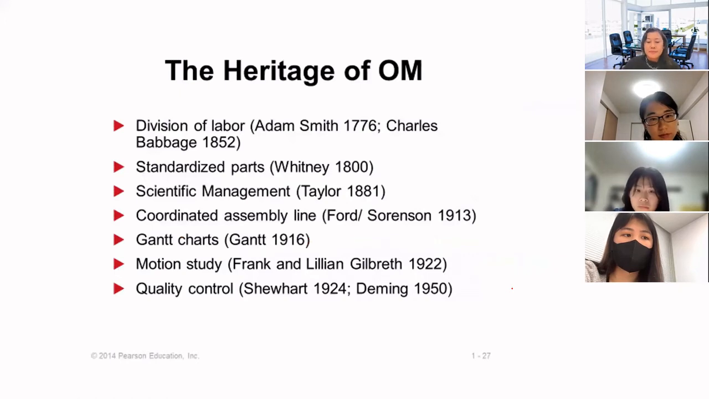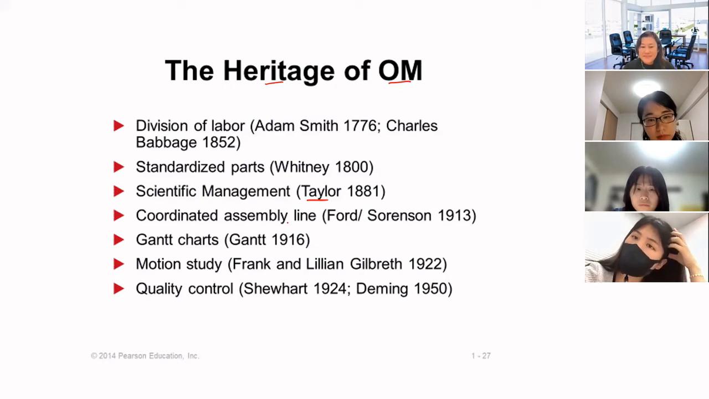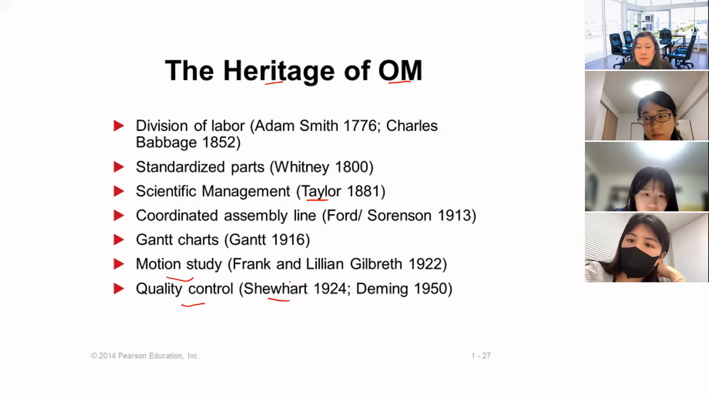These are the people in operations management. OM again is operations management. Heritage means history. So it starts from Division of Labor, Adam Smith, The Wealth of Nations, a very famous book. And then standardized parts, scientific management by Taylor. Frederick Taylor, the father of scientific management. And then the Ford assembly system, Gantt chart, motion study, quality control, Shewhart. So all these are in operations management or production management.